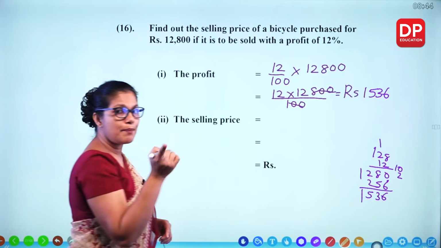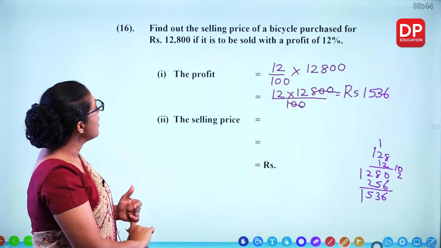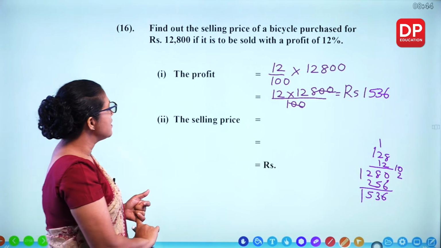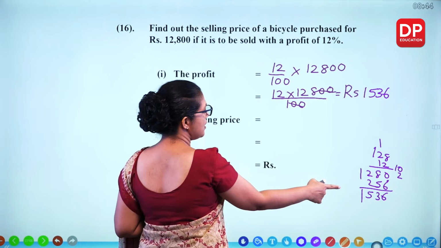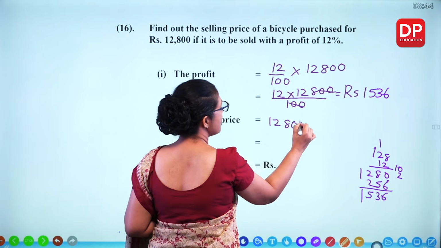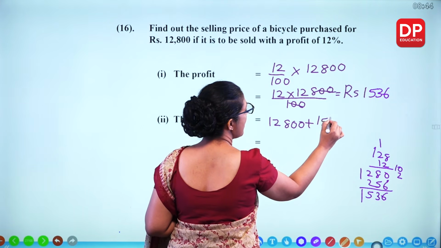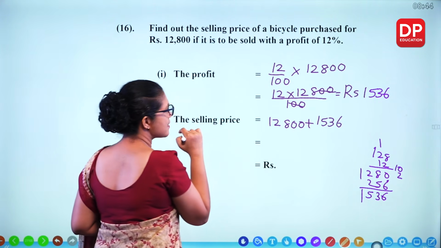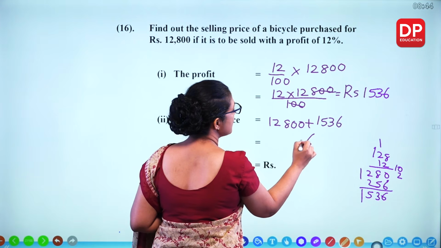Then, what's the selling price? So, the buying price is 12,800. So, to get the selling price, you need to add the profit. So, 12,800 plus 1,536. 6, 3.